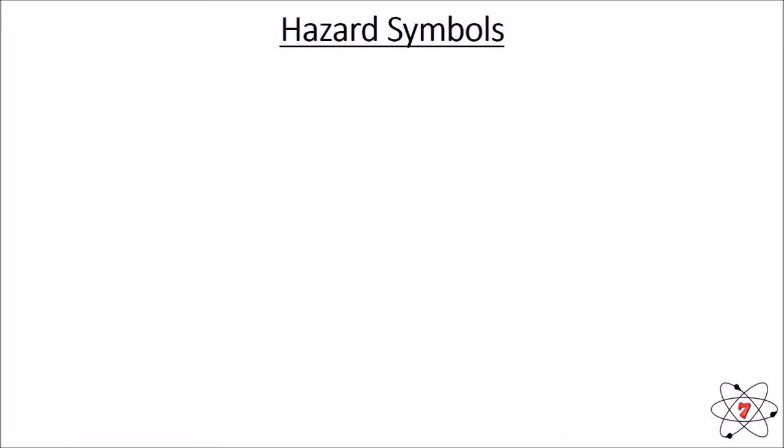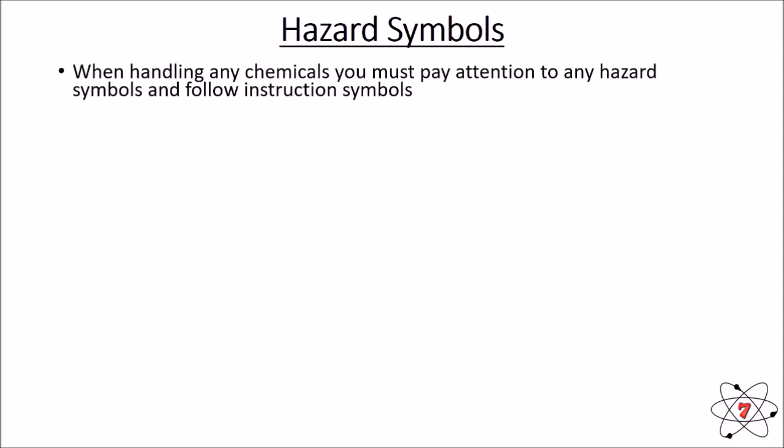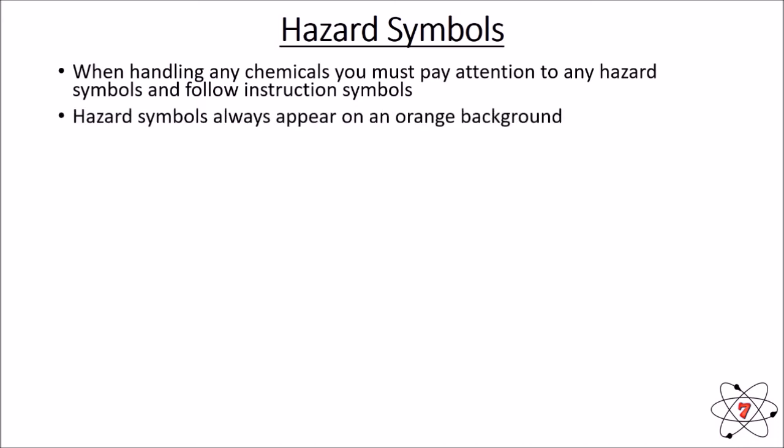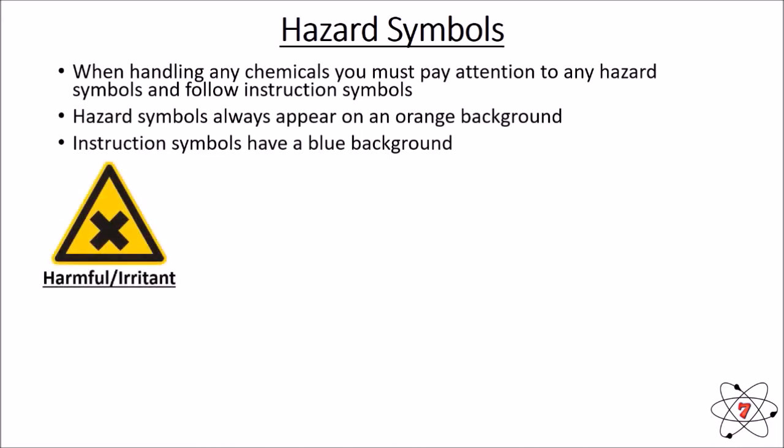When you use chemicals, or in fact, other equipment sometimes, you will see hazard symbols. Hazard symbols are warnings that you must pay attention to. A hazard symbol telling you about a danger will always appear on a yellow or orange background. An instruction symbol, a symbol telling you you must do something, will always appear on a blue background. So here are some examples.